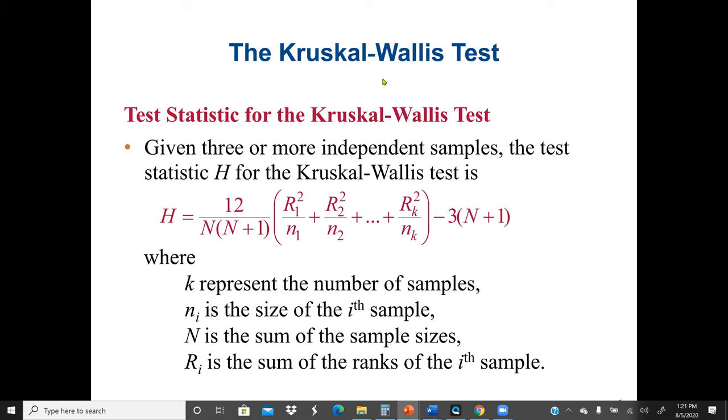With the Kruskal-Wallis test, the number of samples must be 3 or more. Then again, lowercase n will be the size of each sample, so Ni is the size of the i-th sample. Then uppercase N will be the sum of all the sample sizes. So we use this concept in chi-square distribution tests, where we have k, the number of samples, and uppercase N is the size of all the samples. Then Ri is the sum of the ranks of the i-th sample. So R1 will be the sum of the ranks of sample one.